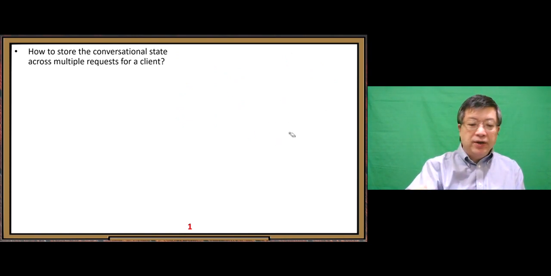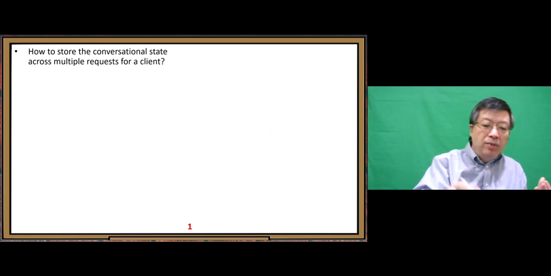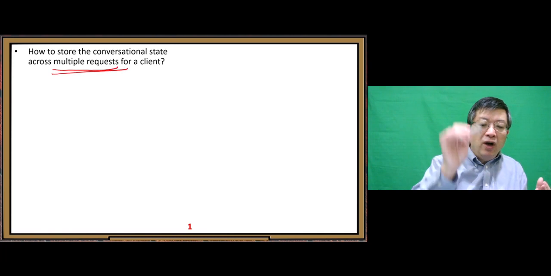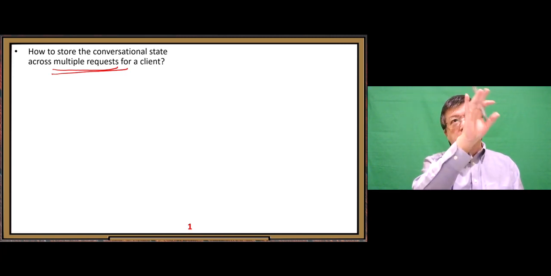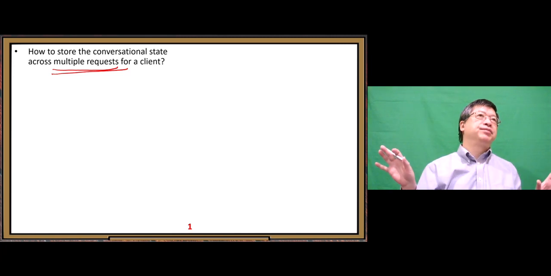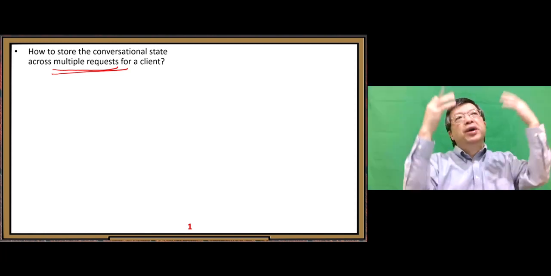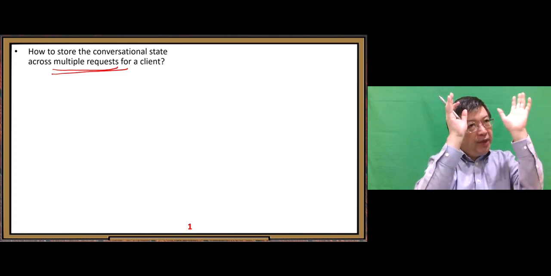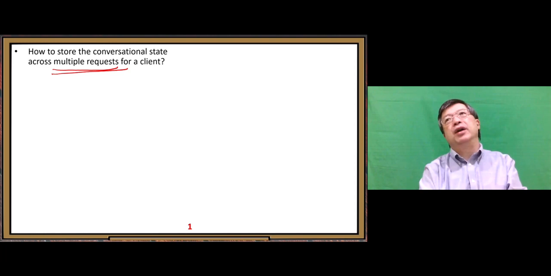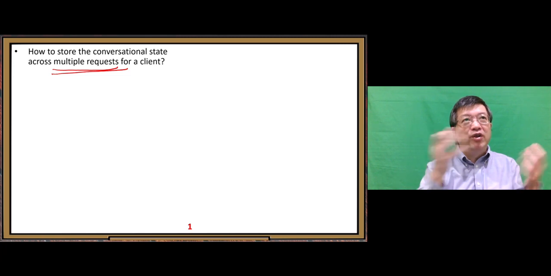learn that part. How to store the conversational state across multiple requests for a client. Online shopping. So you place some items in your shopping cart. Okay, drop some items in the shopping cart. So you need to store that state. That's the state information. You need to store that state information for a while. Sometimes even for, in Amazon, you even store for a long time, right?